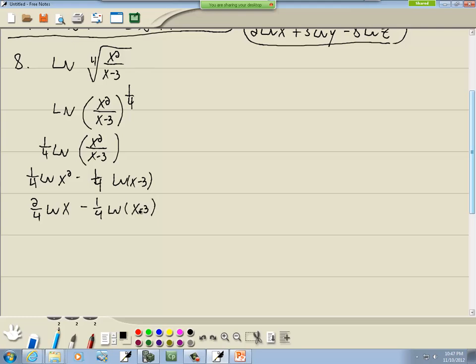I'd like to get the x by itself, but I don't have any property that allows me to split this up. We have a subtraction, but that says if you have log of something minus log of something, you have two logs, not log of log and then something minus something. So the last thing is 2/4 reduces to 1/2. So we've got 1/2 natural log of x minus 1/4 natural log of x minus 3.